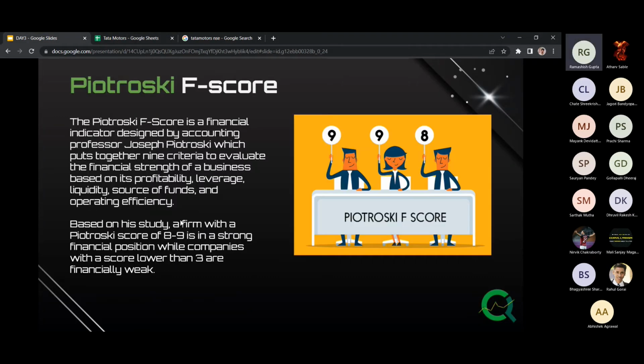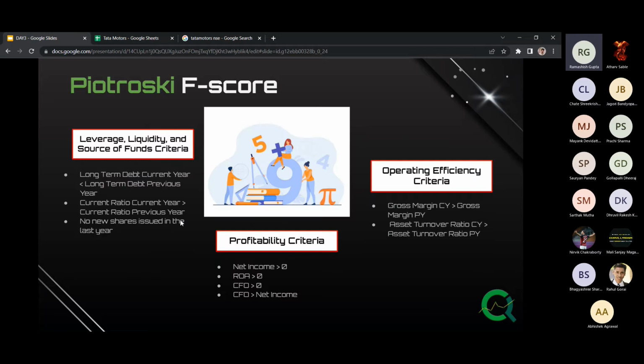Next, we will come to a score called the Piotroski F-score, which was given by a professor named Joseph Piotroski. It's basically a score given to companies based on various criteria, such as their leverage, liquidity, and source of funds, their profitability, and their operating efficiency. With this score, we get the answer to the question of whether we should invest in a stock or not.